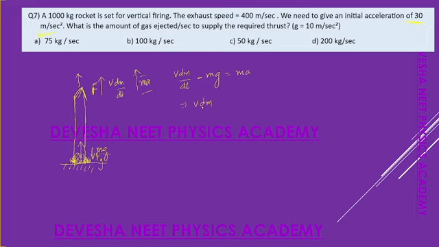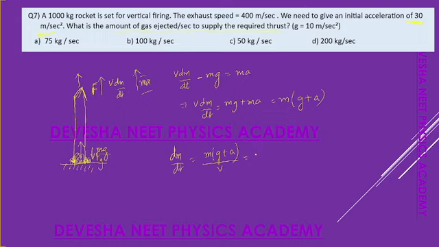So what does it mean then? V dm/dt is equal to mg plus ma, which is m(g plus a). Now we need to find the amount of gas which is ejected to supply the required thrust. That is the ask in this case. It means dm/dt is equal to m(g plus a) divided by v.